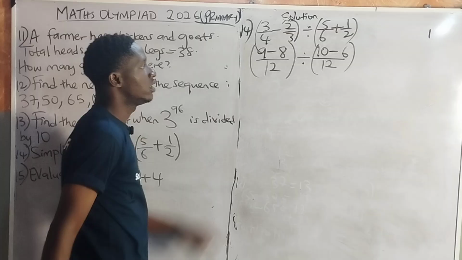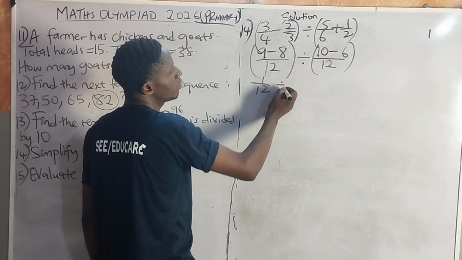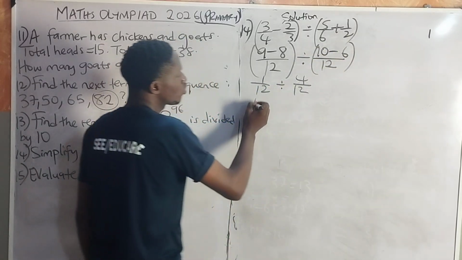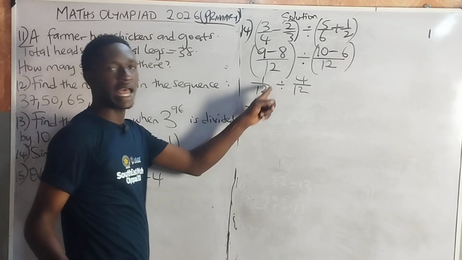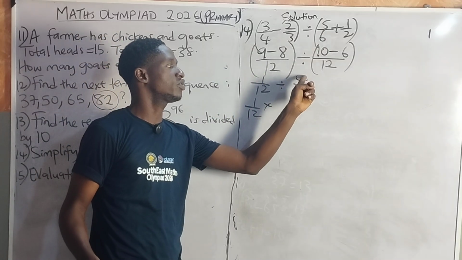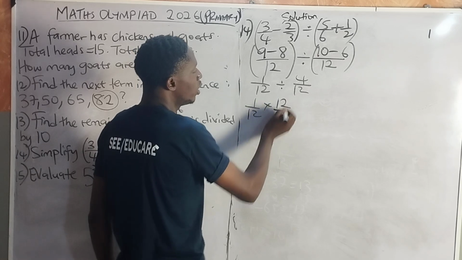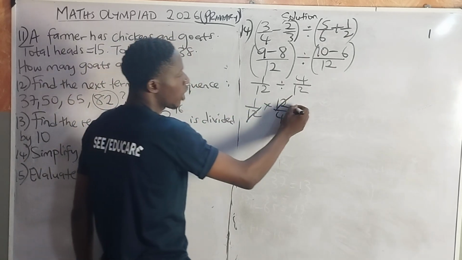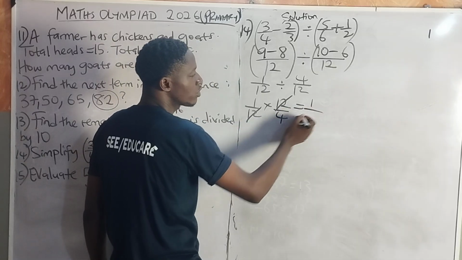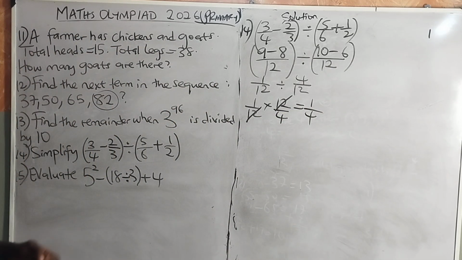Let's simplify. 9 minus 8 is 1. 1 over 12 divided by 10 minus 6 is 4, so 4 over 12. When you introduce your times, you will interchange. What is down will go up. What is up will come down. So we now have times 12 over 4. 12 will cancel 12. So our answer is 1 times 1 is 1 over 1 times 4 is 4. So our answer is 1 over 4.